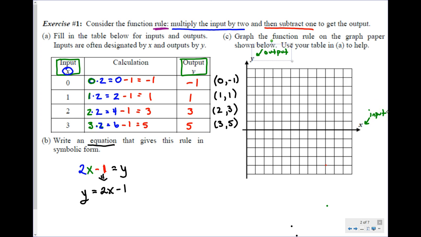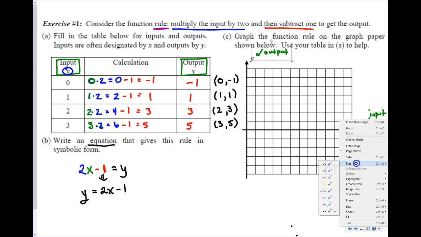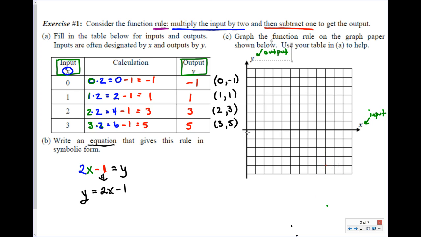Okay? And now we just graph these 4 coordinates. So I'm going to graph, point at (0, -1) is right there. The next point is over 1, up 1, right here. I have a point at (2, 3), and a point at (3, 5). And I've graphed my function.